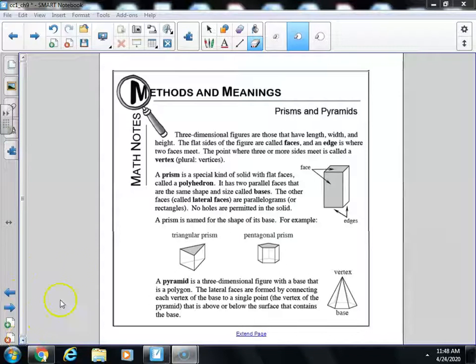So if you don't have a book, here is where the math notes are going to look. You can pause the video and make sure you read everything on here. There are a lot of important vocabulary words on the page, such as what is a face, what is an edge, and what are bases. So again, go ahead and pause the video and read this, because these are terms that Ms. Lanza and I are going to be talking about with you throughout this lesson today.